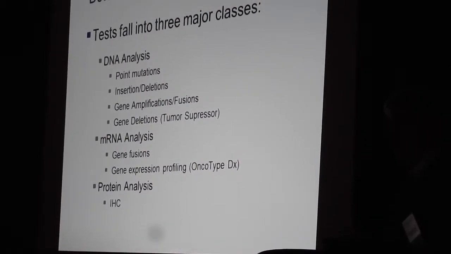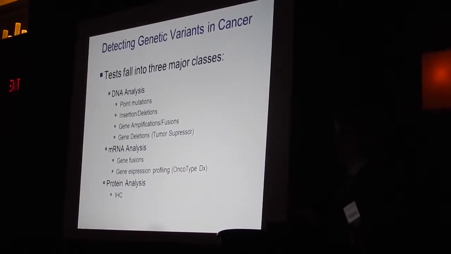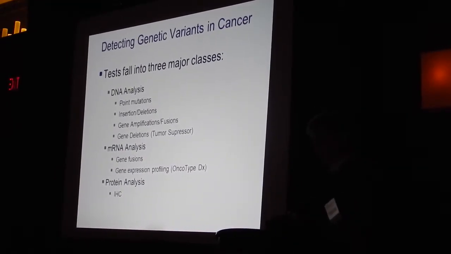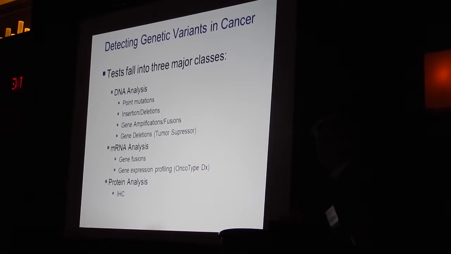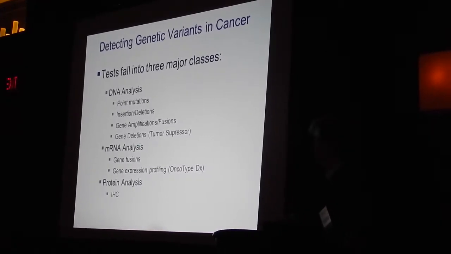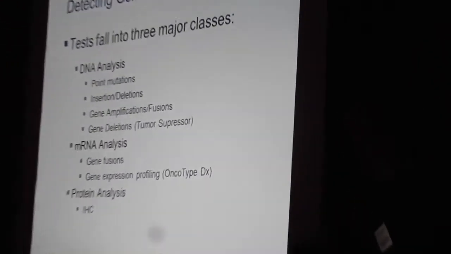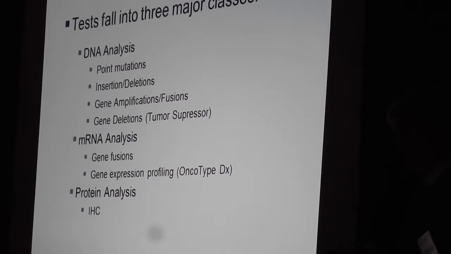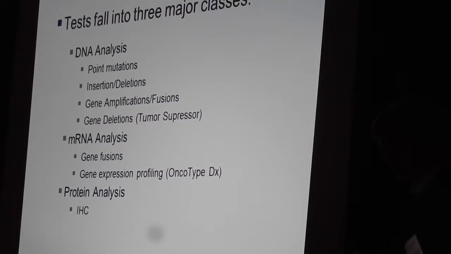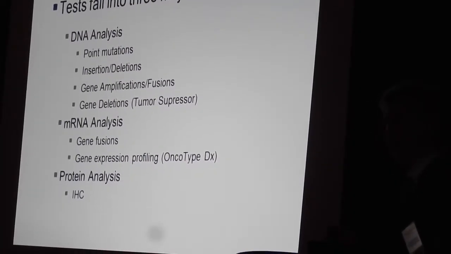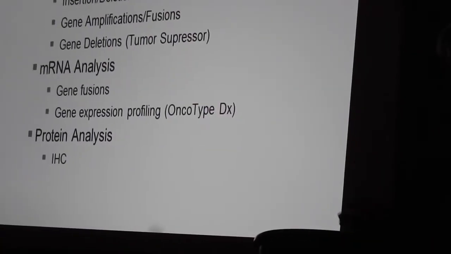So looking at biomarkers in tumors that can help predict the response to targeted therapy, tests fall into 3 major categories. DNA analysis, which is what we talked about earlier, looking at point mutations, insertions, and deletions, gene amplifications and fusions, and deletions of the tumor suppressor gene. Messenger RNA analysis can be done to look at gene fusion events, such as BCR-ABL or EML4-ALK, or gene expression profiling, like the test that's used in breast cancer to predict recurrence, which is essentially looking at the gene expression profile of 15 genes that have been validated to predict recurrence.